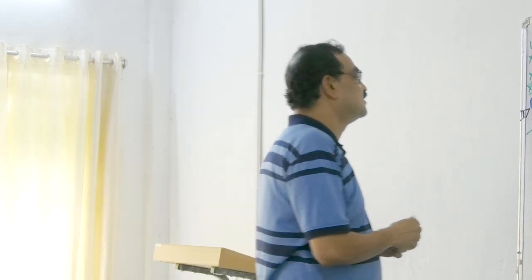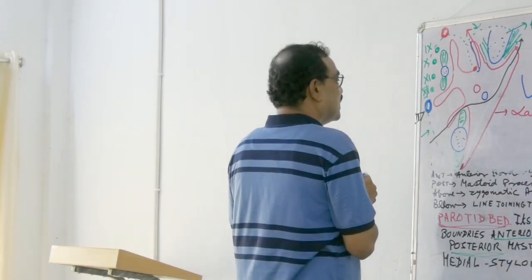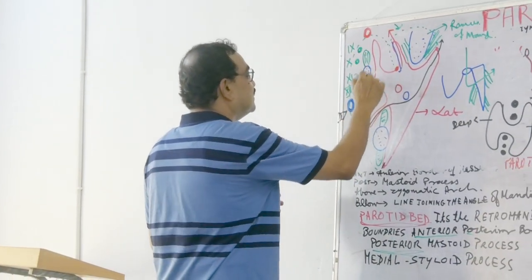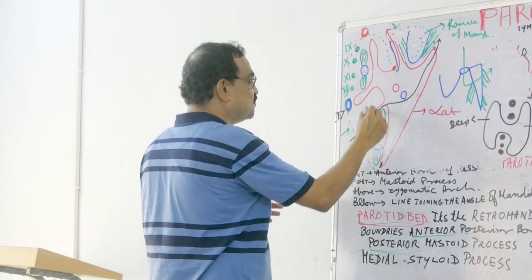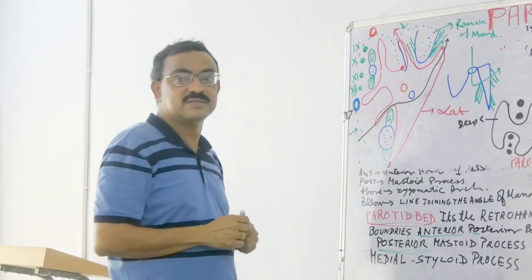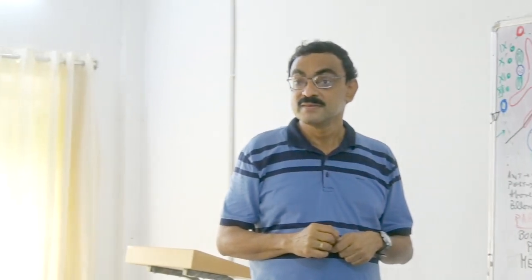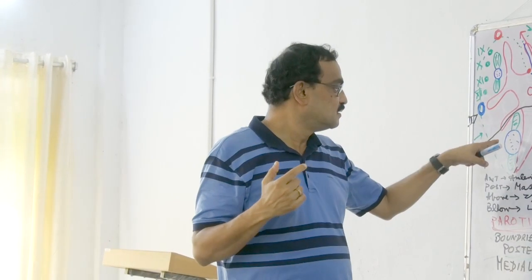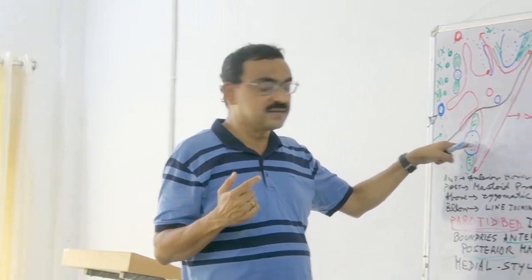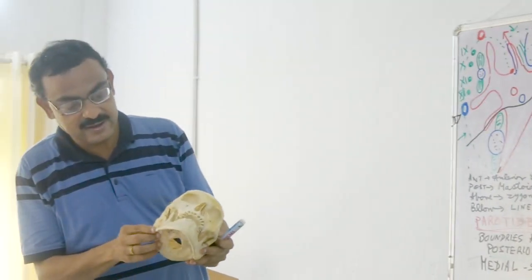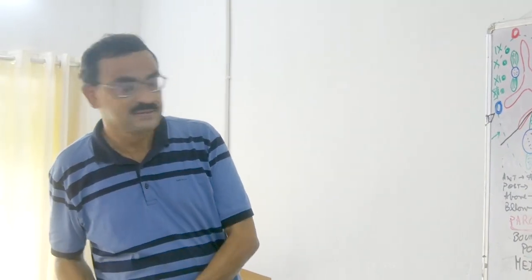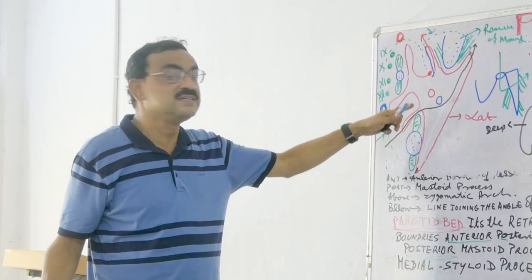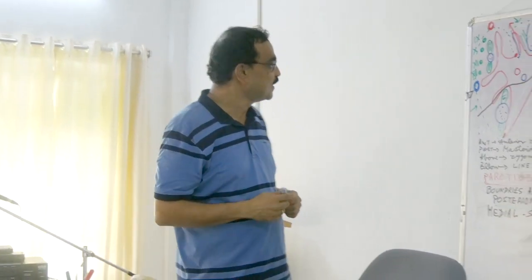So this is also called another process which is present over the mastoid process of the temporal bone. Here inside. This is called the facial process. Clear?